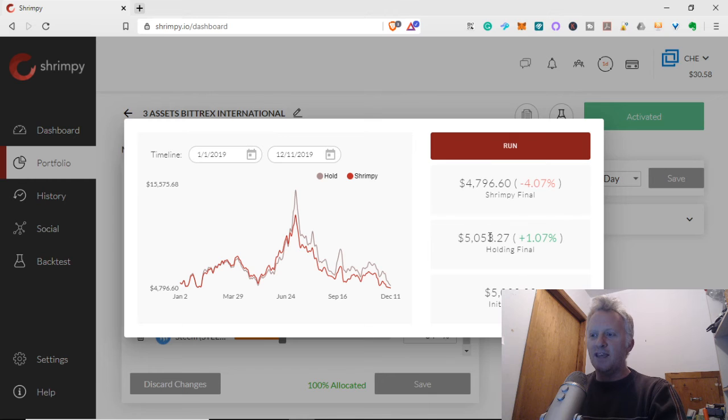So holding was better than rebalancing, because with rebalancing, when the market is in a downtrend, don't expect to make much money, because every asset stays low and it's bleeding.